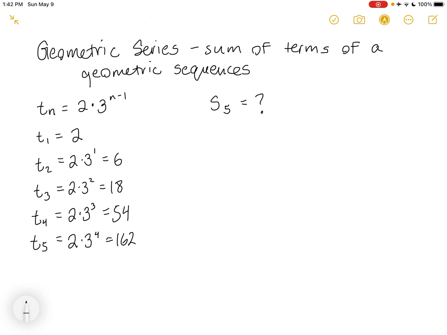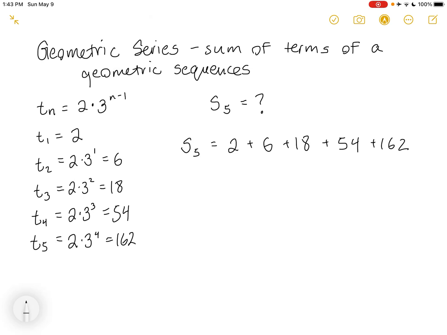So one option to get S5 is to just write out the first 5 terms and say S5 equals 2 plus 6 plus 18 plus 54 plus 162. And that's always an option. But if we wanted to know something like S300, that would be really time consuming. So what we're going to try and do is come up with a general formula that will allow us to find any sum without having to find the individual terms.